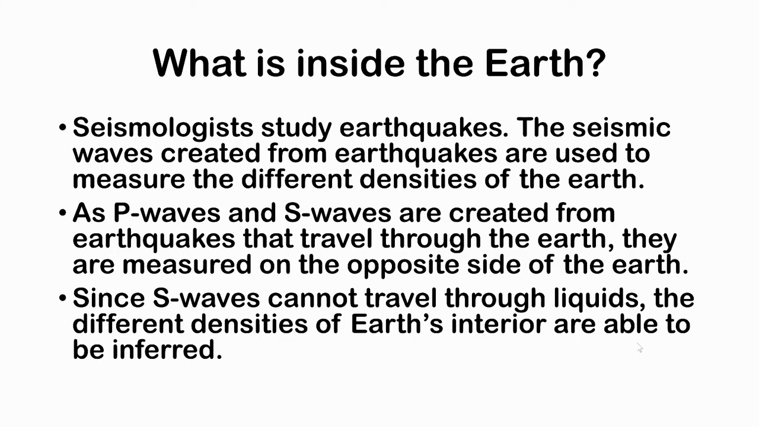So what's inside the Earth? Okay, seismologists study earthquakes, and the waves created from the earthquakes are used to measure the different densities of the Earth. Essential, especially for your quiz, to know that we are able to study the layers of the Earth because of earthquake waves. So we have primary waves, P waves, and secondary waves, S waves. They're created from earthquakes and travel through the Earth, and they are measured on the opposite side of the Earth. Since S waves cannot travel through liquids, the different densities of the Earth's interior are able to be inferred. Oh, S waves aren't coming out on the other side, so we believe that there's liquid inside the Earth. Simple, right?